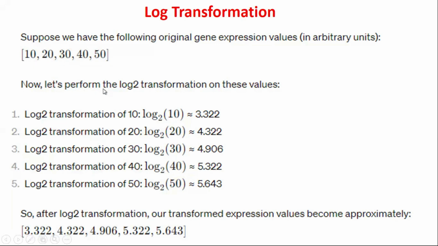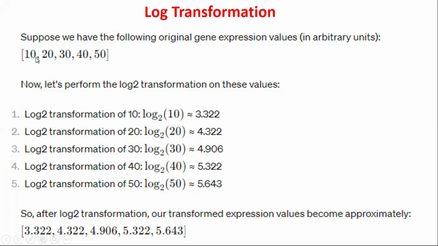Now let's perform the log2 transformation on these values. When we apply log2, log2 of 10 is 3.32, and now the gap between the gene expression values is reduced. Although we do not change the exact values, we just transform them. So 10 is converted into 3.3 and 20 is converted into 4.3. After log2 transformation, our transformed expression values become approximately 3.32 and 4.32.